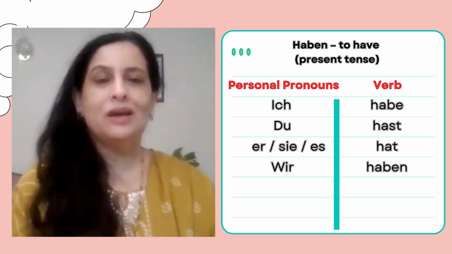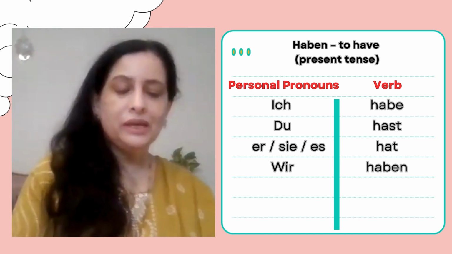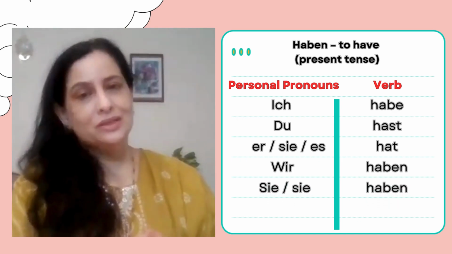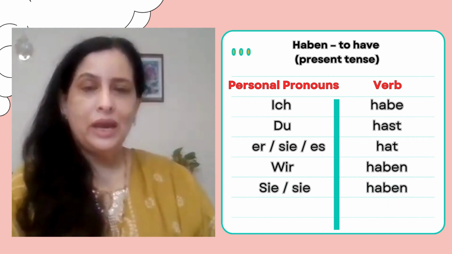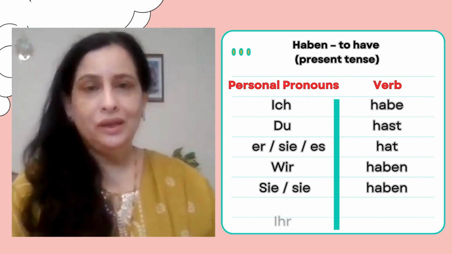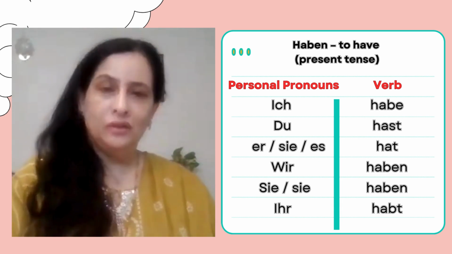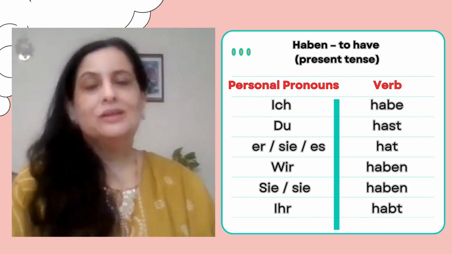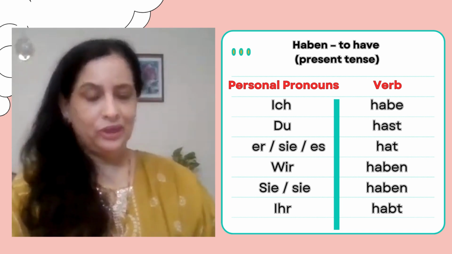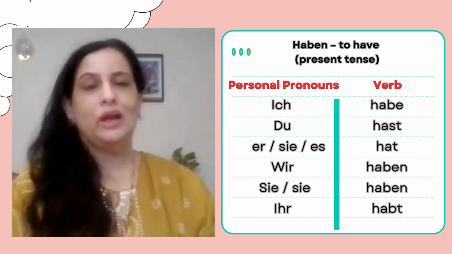Then wir, it's haben, we have, wir haben. Sie and sie, haben. Sie haben, they have, and you have with respect. Then ihr habt. Ihr is actually informal but plural way. So there will be habt. Okay. So you have, for multiple people, you will say you have.